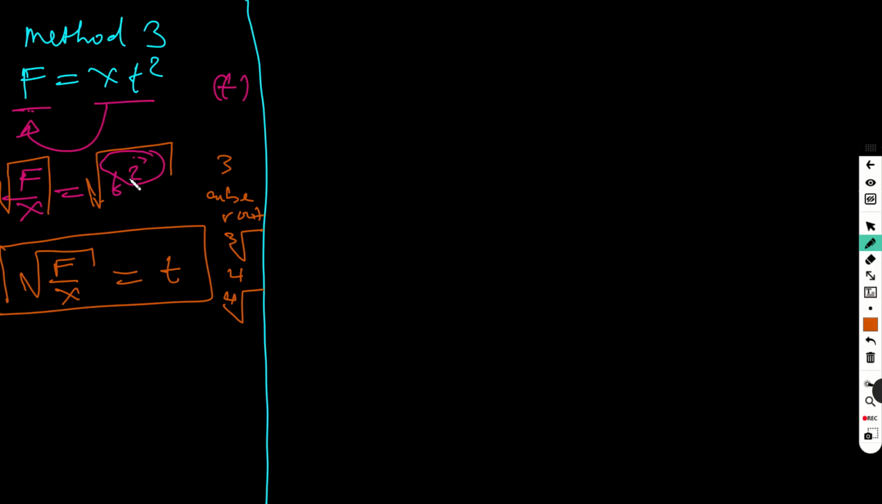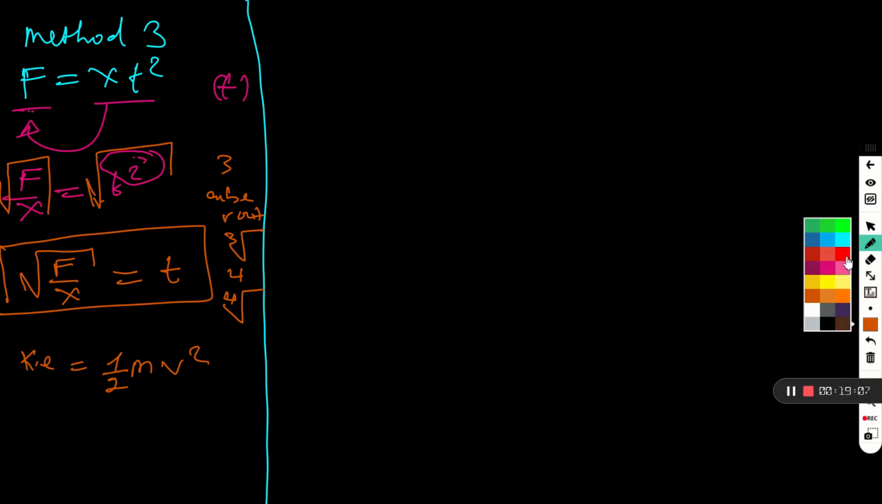For example, we have equations in physics like kinetic energy is equal to half mv squared, where half is a number, m is a mass, and v is a velocity. And there are times they ask you to make v the subject of the formula. So how do you go about making v the subject of the formula?